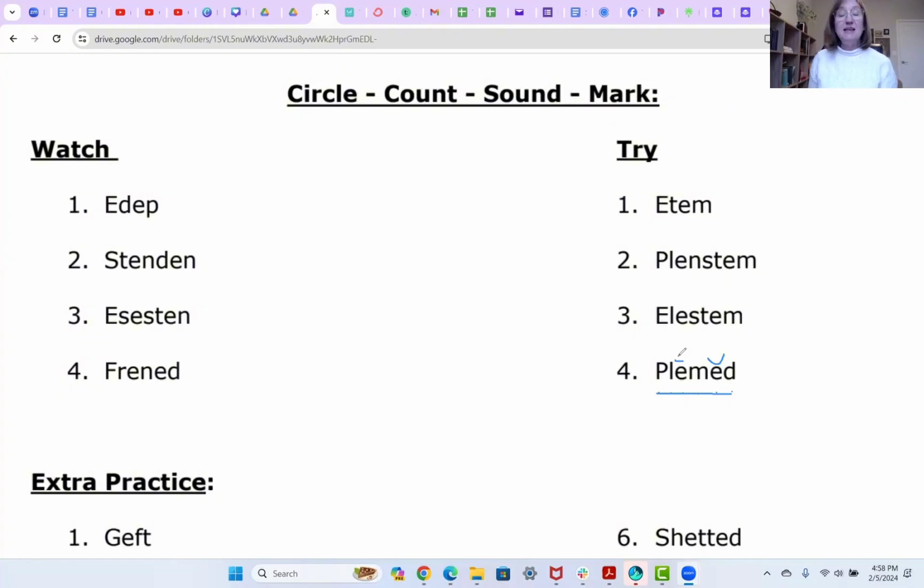Okay, so this E says "E" because there's a vowel one or two doors down. This E says "eh" because there's not a vowel one or two doors down. So the sounds are a voiceless P, L, E, M, lips together, E, D. Pushing those sounds together, plemed. How'd you do on those?